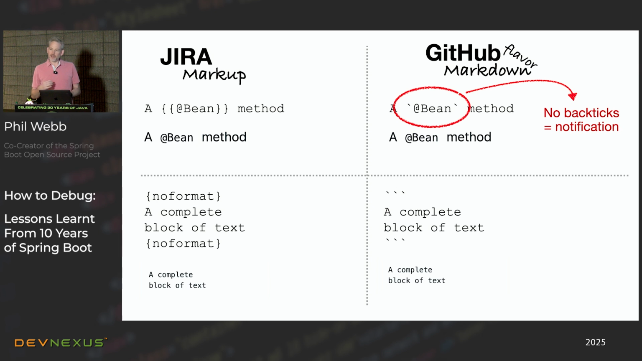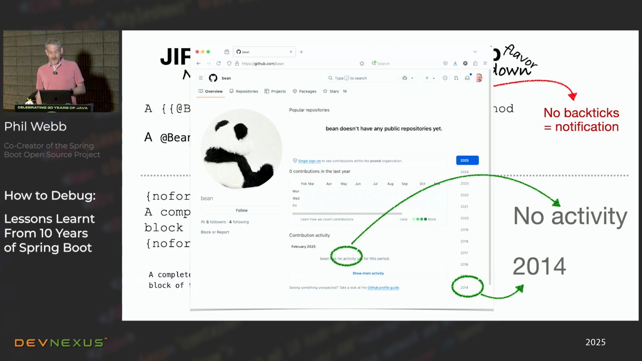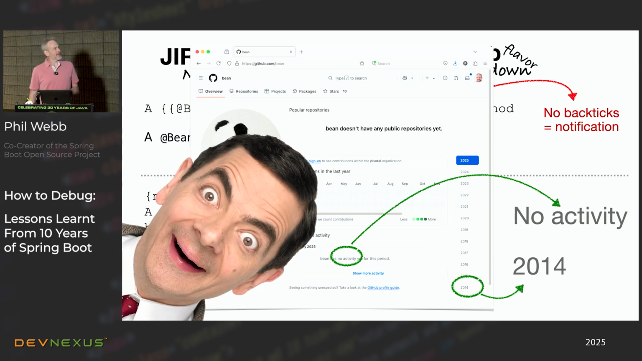If you are writing Java code, you're probably very used to writing annotations. And Java, in their wisdom, use the @ symbol for annotations. And GitHub, in their wisdom, use the @ symbol to mean notify the person with this username. So if you don't put backticks around @bean, then this user will get an email about it. And this user joined in 2014, the same year as Spring Boot was released. I've got no idea who they are. No activity. So for 10 years, we've been spamming this person. And I think we all know who Bean might be.